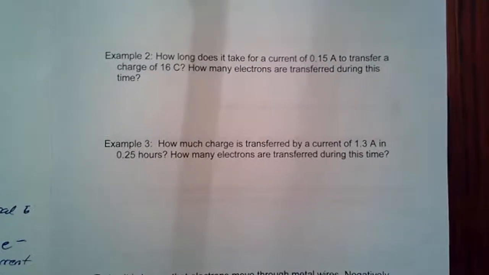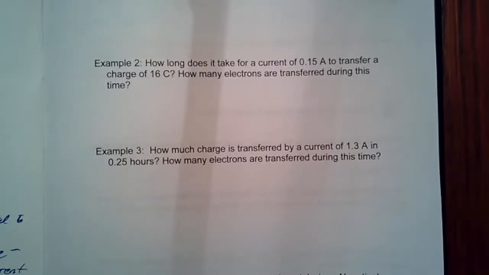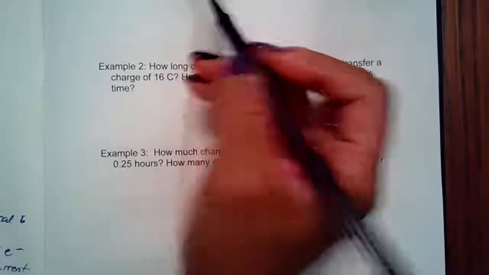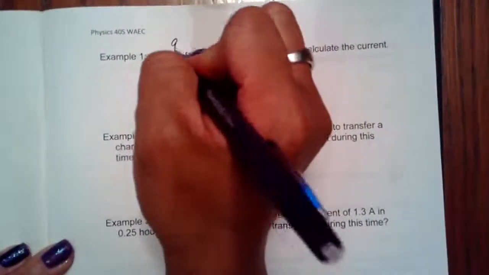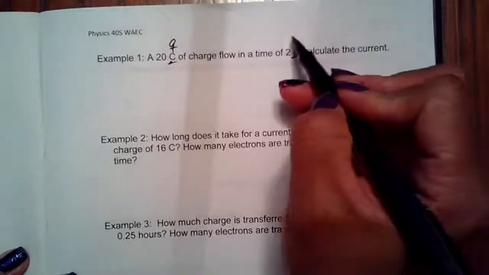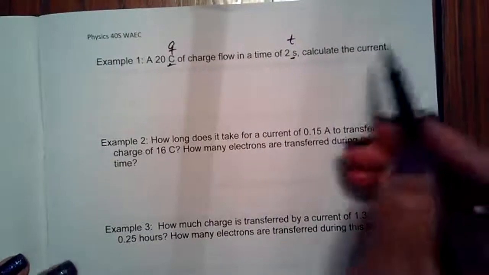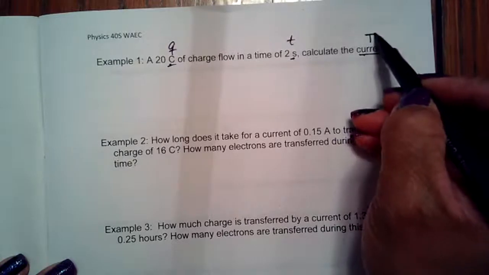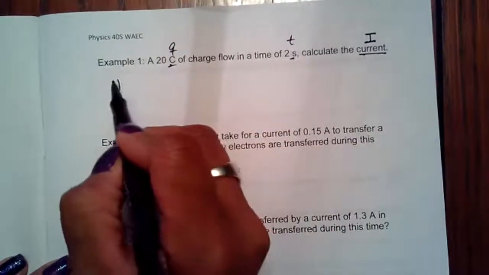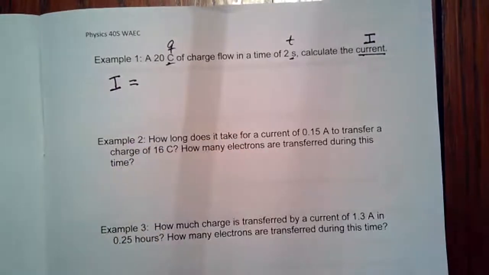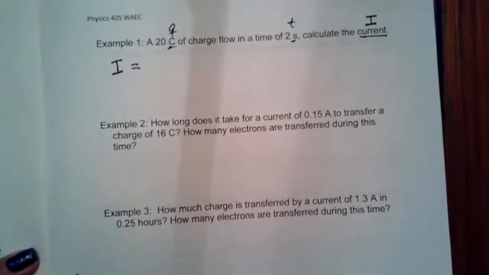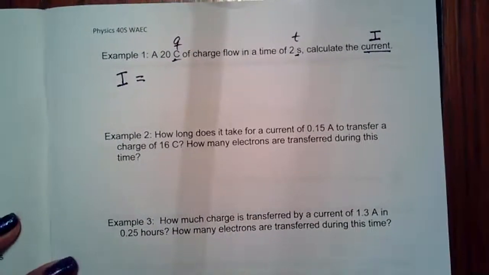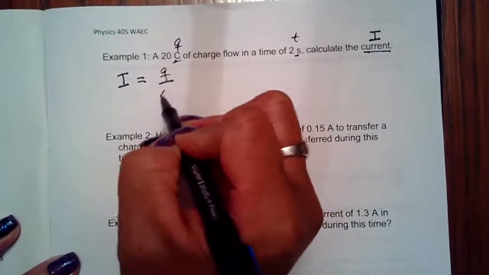Example 1: 20 coulombs of charge flows in a time of 2 seconds. Calculate the current. You can look at what the unit C is: C is coulomb, which is charge, and seconds gives you the time elapsed. So we're calculating the current, which is I. We need to remember that the formula is the definition, and the equations are just a description of what the concepts mean. So current is charge flowing over time.